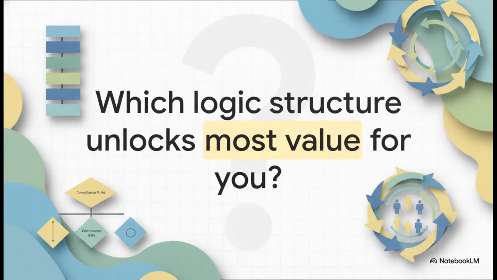So, I'm going to leave you with this to ponder as you look at your own daily processes. Are you lacking a sequential roadmap? Do you need conditional rules to navigate a sea of complex data? Or do you just need an iterative loop to finally rescue your team from endless, repetitive data entry? Think about it. Which of these 3 logic structures will unlock the most long-term value for you?